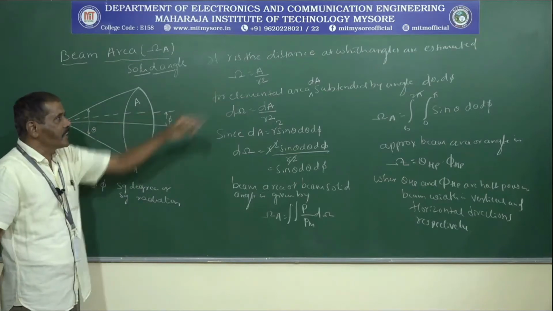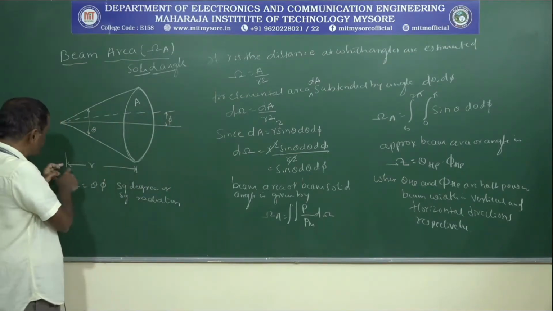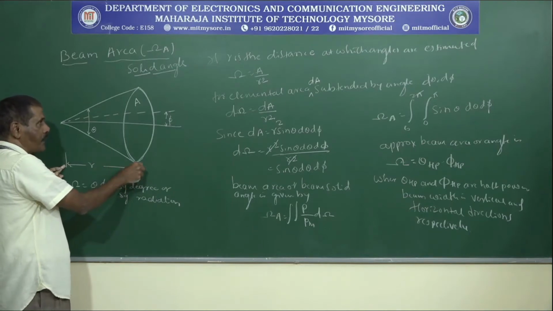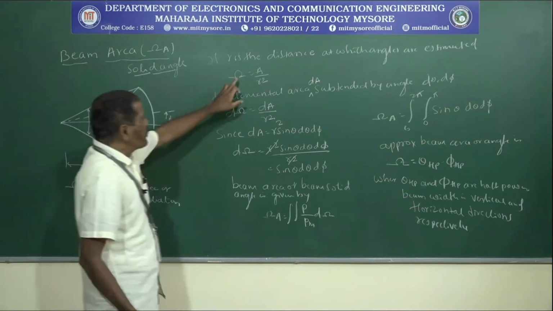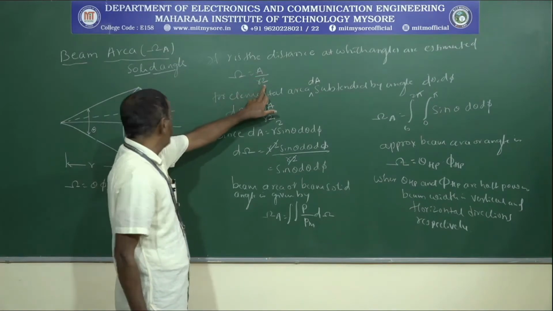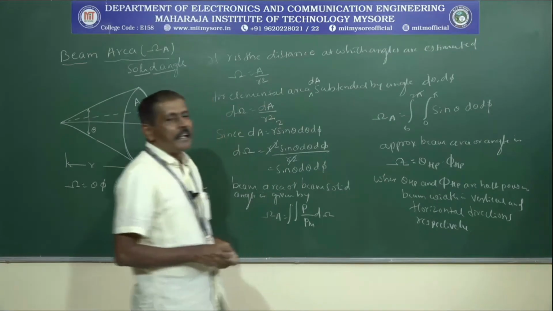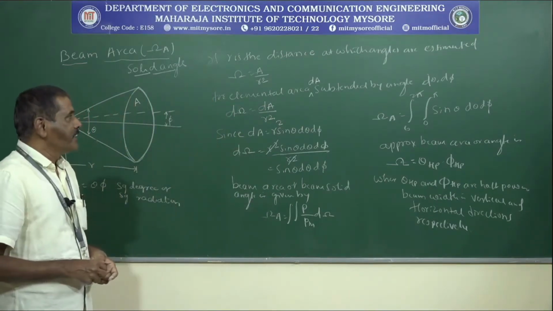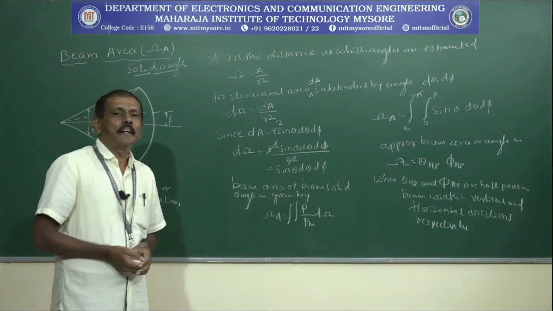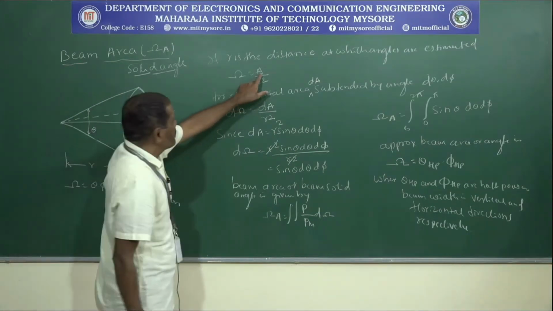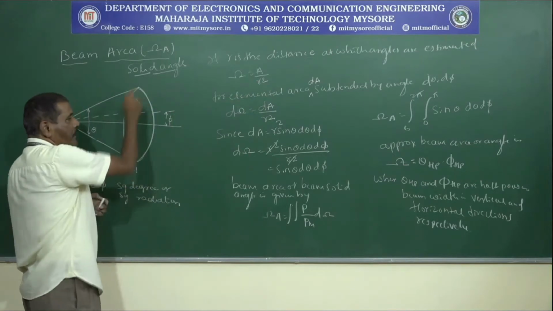If R is the distance at which the angles are estimated, that means this is an antenna point, and at this particular point you are measuring the values, then omega equals A divided by R square. Then for an elemental area dA subtended by an angle d theta d phi. Here you are having a total area. So whatever this A is, this is the total area.